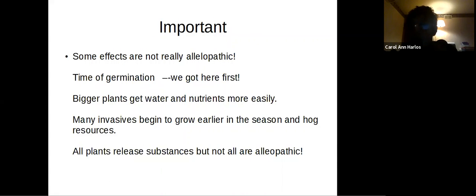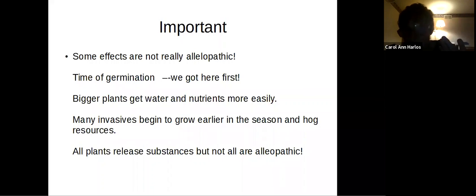Some effects that we see in plants are not allelopathic. We might think they are, but again, research. Sometimes it's the time of germination. Whoever germinates first has an advantage. We got here first. Bigger plants get water and nutrients more easily because they have better developed roots, right? And many invasives, as we mentioned earlier, begin to grow earlier in the season and they grab all the resources.